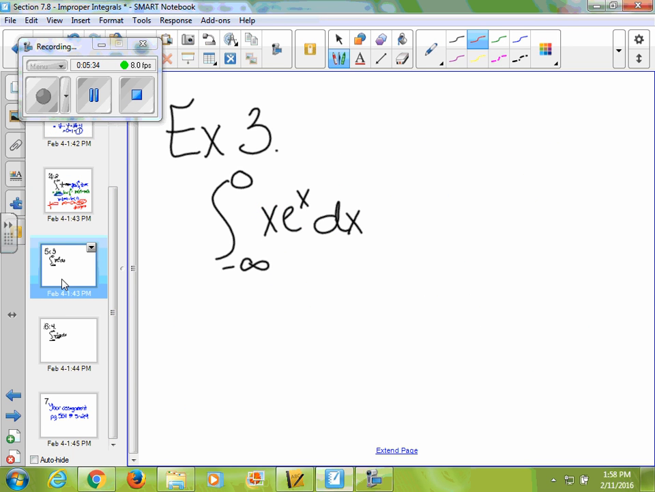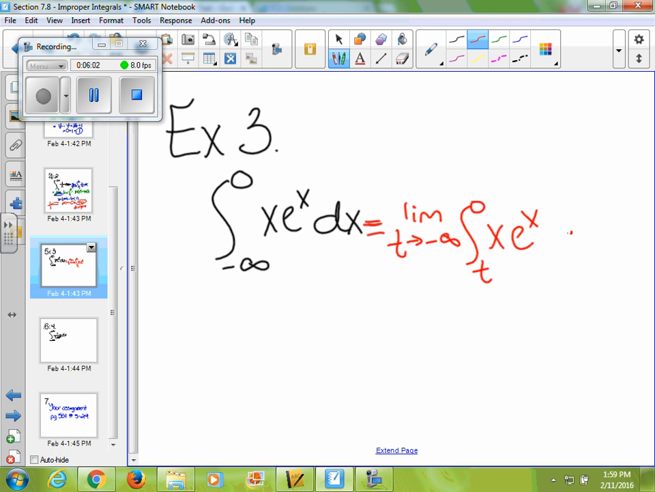Let's look at example 3. Given the integral from negative infinity to 0 of x e to the x dx. First thing I'm going to do is rewrite it as the limit as t approaches negative infinity of the integral from t to 0 of x e to the x dx.